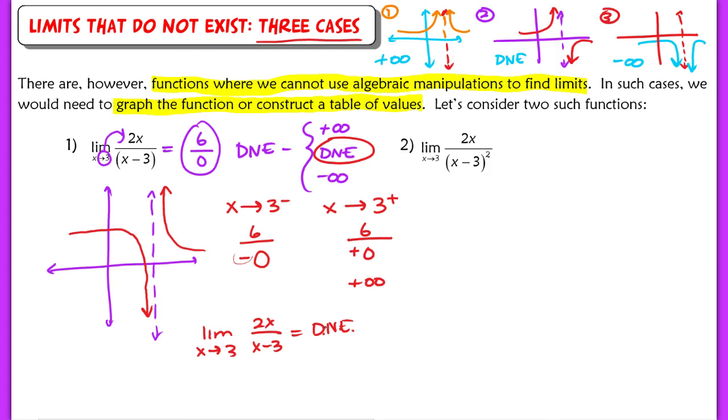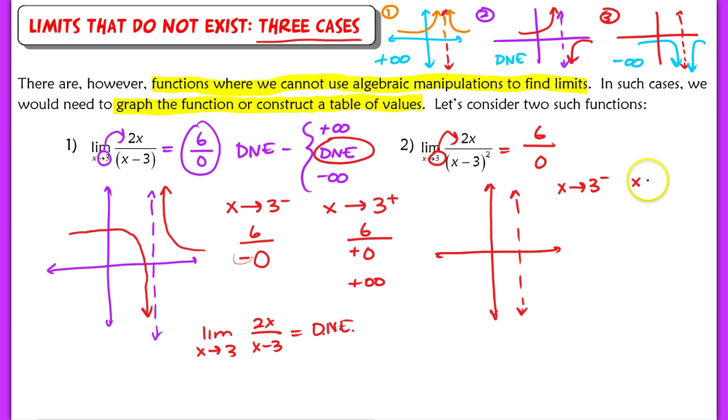We have 2x over (x minus 3) squared, and we're approaching x equals 3. So in this case, if we right away start with plugging in 3 into the function here, we have 6 divided by, again, 0, because 0 squared is still 0. So in this case, we have a vertical asymptote, okay, and again, it'll happen at x equals 3. Now, we know the limit does not exist, but we want to specify which one of those 3 cases occurs. So what we'll do is analyze what happens as x approaches 3 from the left and what happens as x approaches 3 from the right.